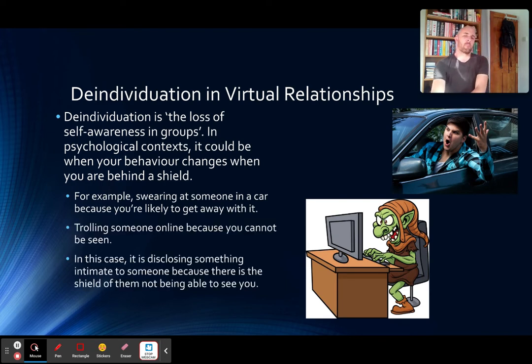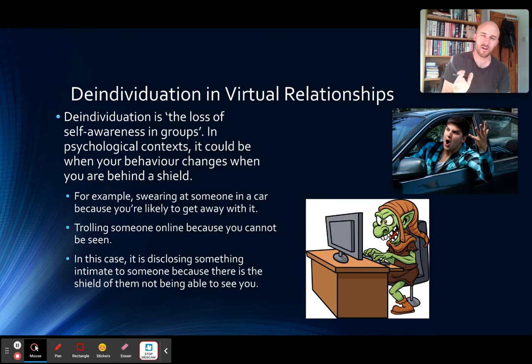A key problem, though, is de-individuation does happen. So I want you to link this to self-disclosure. The benefit of self-disclosure is that it happens quicker. Like I say, it helps the socially less skilled, maybe. But a problem of self-disclosure in virtual relationships is this issue of de-individuation, where you become anonymized, and so you are more likely going to act in a way that is not like yourself.